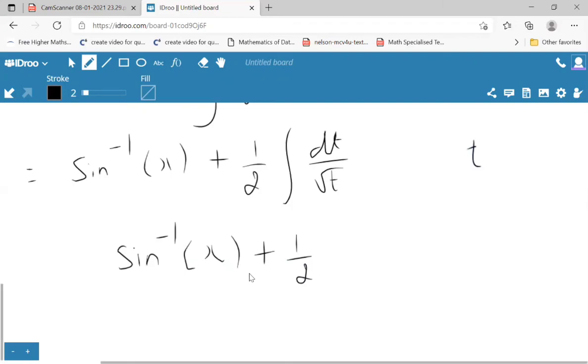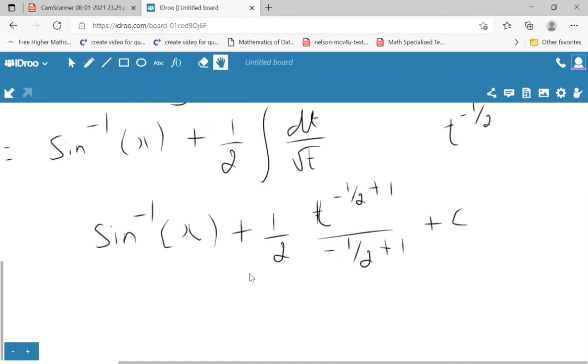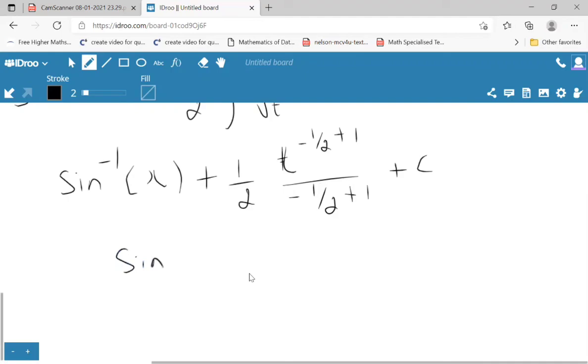On integration that gives you sine inverse of x plus half into, we can write this as t to the power of minus half, right? So t to the power of minus half on integration will give you t to the power of minus half plus 1 by minus half plus 1 plus c, which is nothing but sine inverse of x plus half into, minus half plus 1 will give you half. So when it goes to the numerator, it will become 2 into t to the power of half plus c.